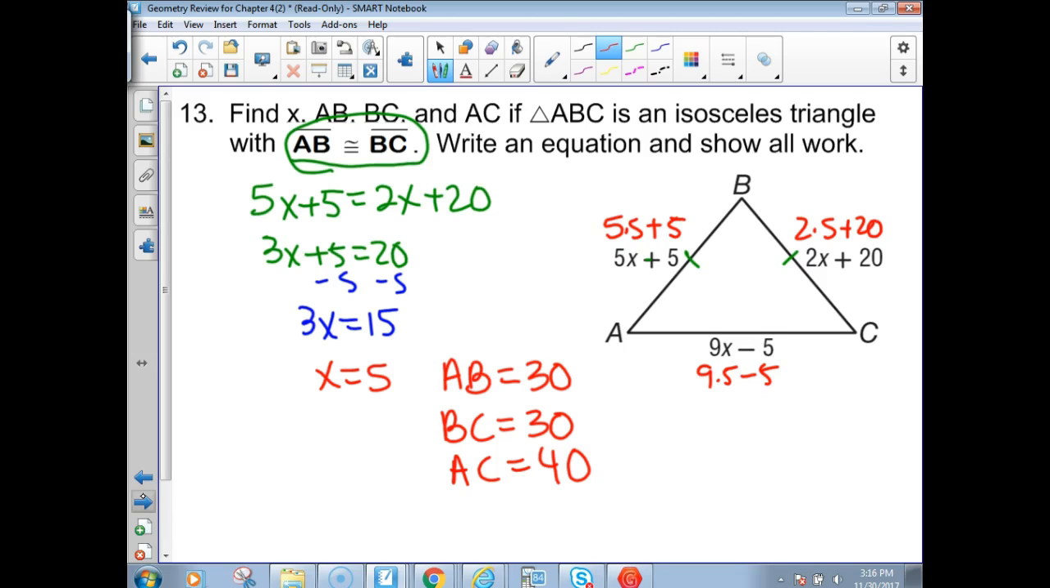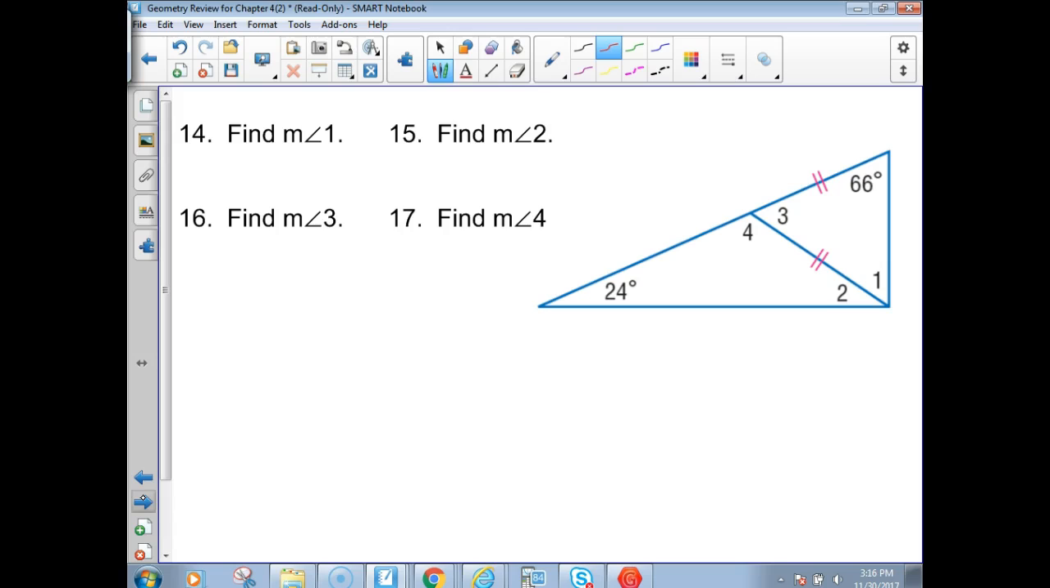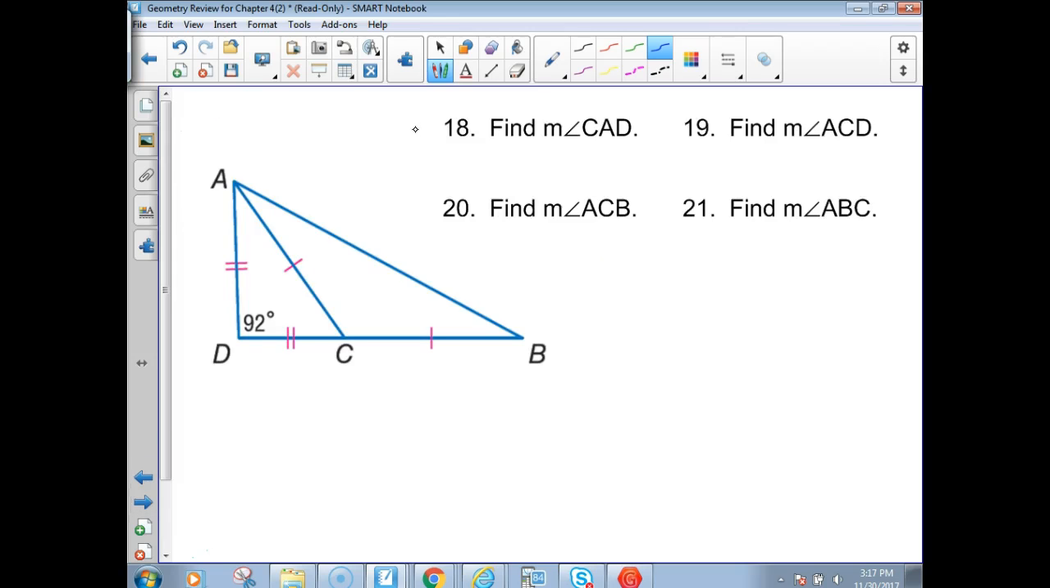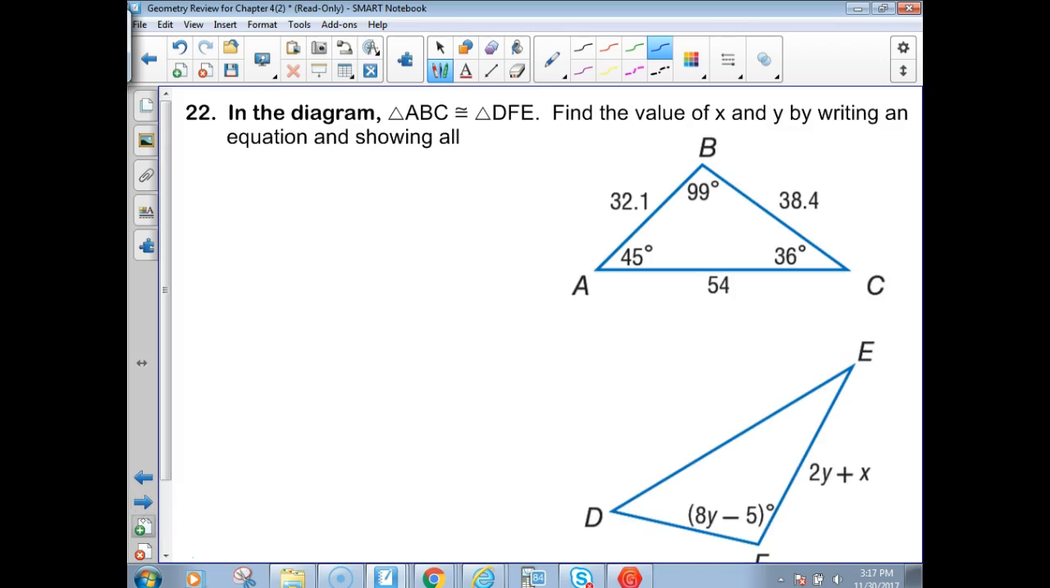Anybody still need 13? Okay, 14 we are skipping. We're going to save that for before the next quiz. You might know how to do it, but I haven't really explained that section yet. We're going to be doing 4.6 on Monday, and it'll be a lot of problems with these kinds of pictures. We're not going to do 18 through 21 yet. This will be on quiz 2, chapter 4. But we should do 22.